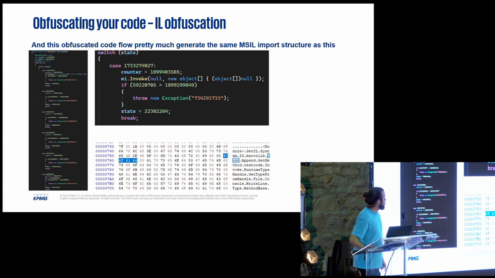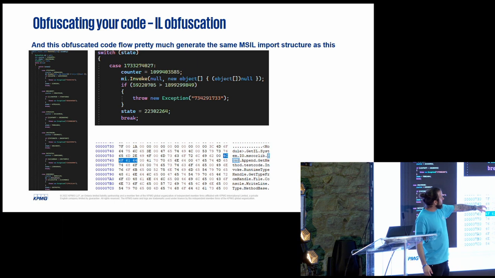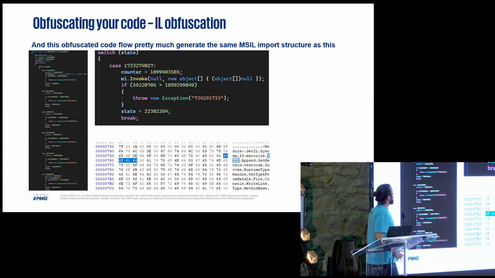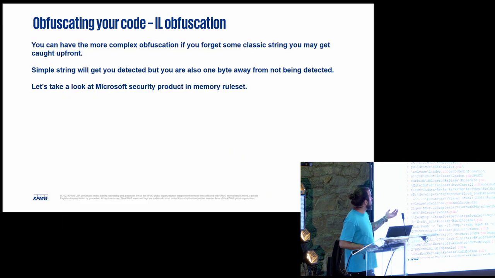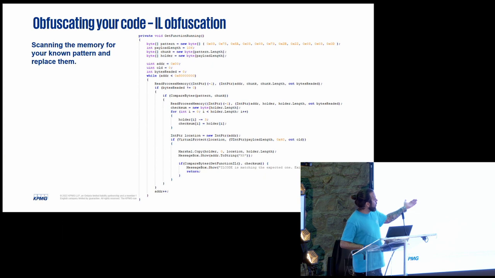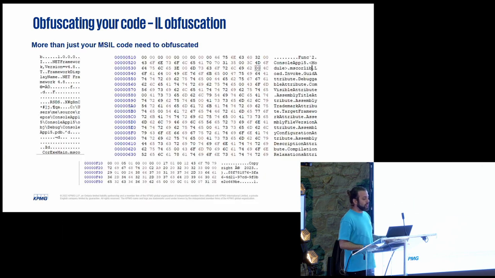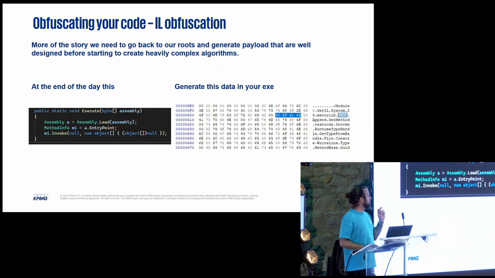However, here's the catch. Doesn't matter how complex it is, you still have the mscorlib Load pattern in there because this specific method has to be called like that. So there's nothing that you can do unless you hide it, which brings me back to something like that, where you definitely want to hide the code and don't forget to hide what I like to call the import table within your exe when you're dealing with .NET, because patterns are easily detectable there.